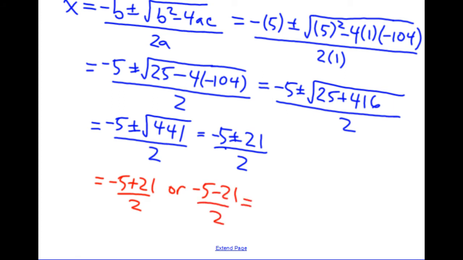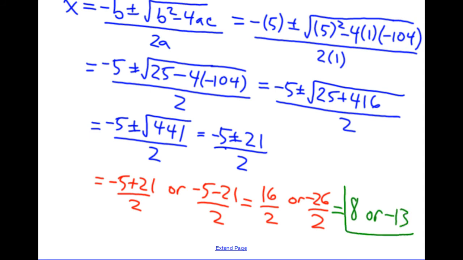2 solutions. So I'll take a look at the first. Negative 5 plus 21 is positive 16, or negative 5 minus 21 is negative 26, all over 2. And I can finally simplify that. You get 16 divided by 2 is 8, or negative 26 divided by 2 is negative 13. These are my 2 solutions to my quadratic equation. X equals 8 or x equals negative 13.